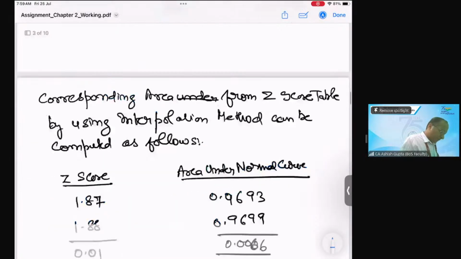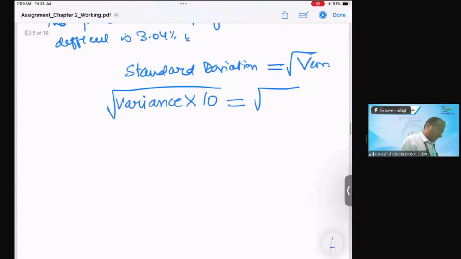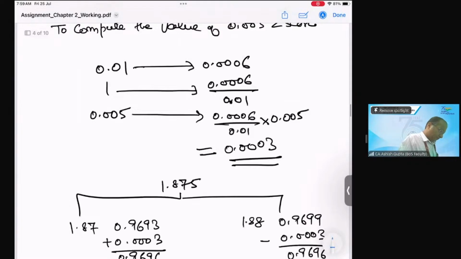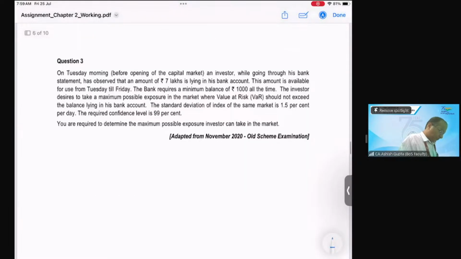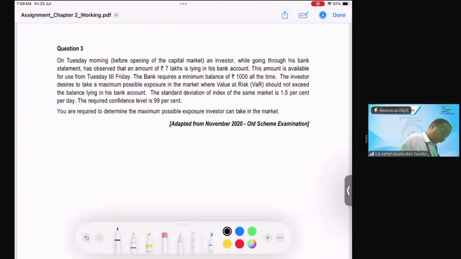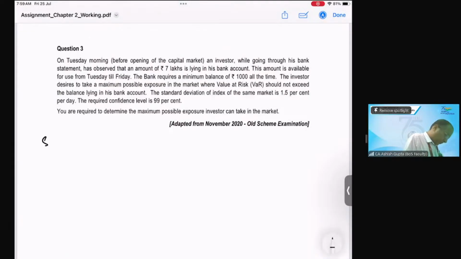Okay, now students, I hope this question is clear to you. So now I'm coming to question number 3. Just read the question. This question has been adapted from the May November 2020 old scheme examination. Just take a minute and read this question.